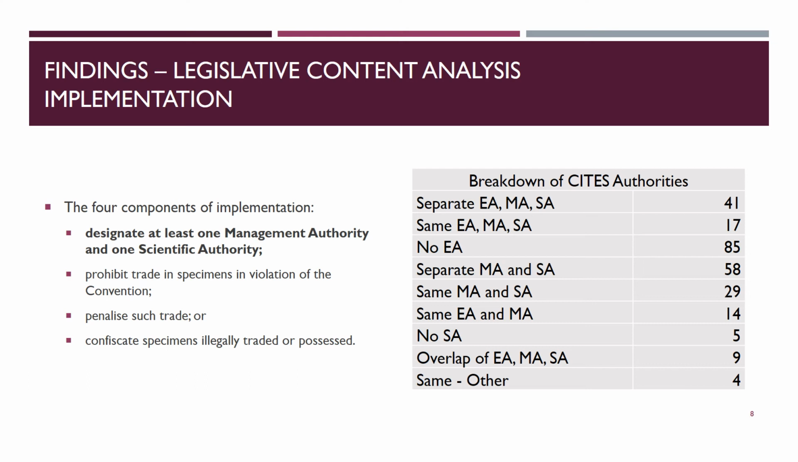5 countries do not have a scientific authority at all, which is a failure to implement CITES. And then in 9 cases, we have some overlap. And what I mean by overlap is it's actually the same person that is listed on the country's website as being the contact for the different authorities. And then we see other forms of overlap as well, where you have authorities collaborating together in particular ways.